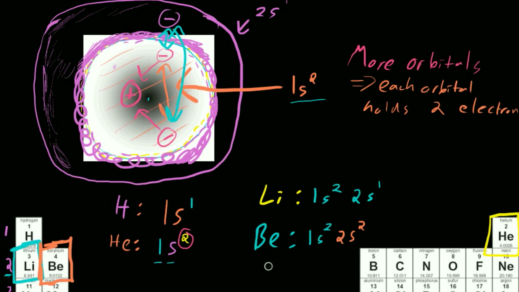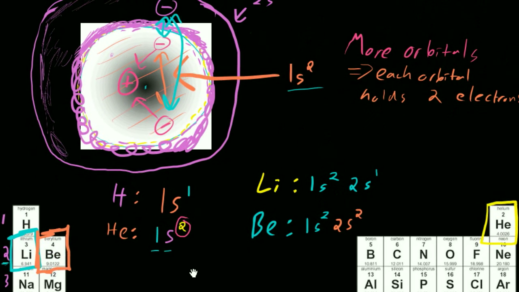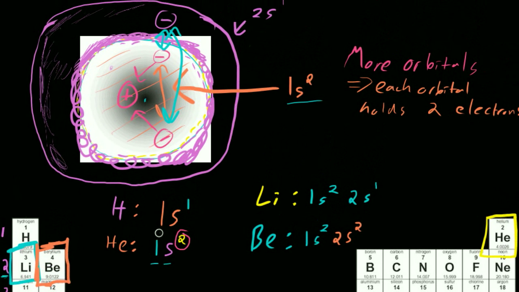So anyway, in the next video, we're going to start talking a bit more about other types of orbitals. We've been talking all about the s orbital. So in the next video, we're going to start talking about the p orbital, and maybe we'll get into the d orbital as well.